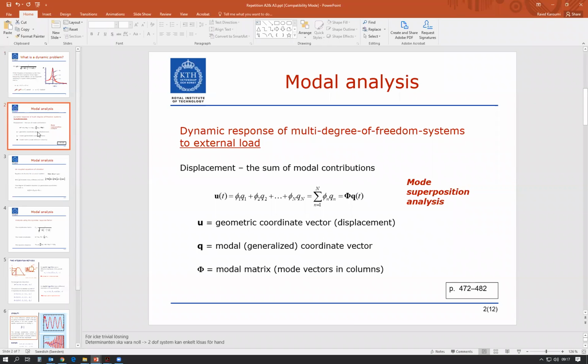We looked at one of the powerful methods for solving dynamic problems, and that is the modal analysis or mode superposition analysis, which says that we can create a response by summing up the contributions from the different modes. So U is the total response, Q is the generalized coordinates, which is a time function, and theta is the mode shapes, or the modal matrix if you put it in a matrix form.